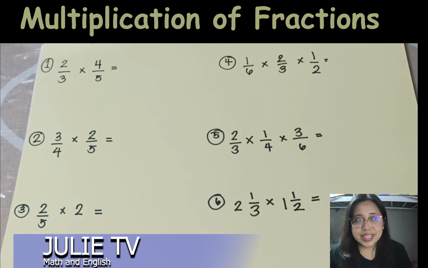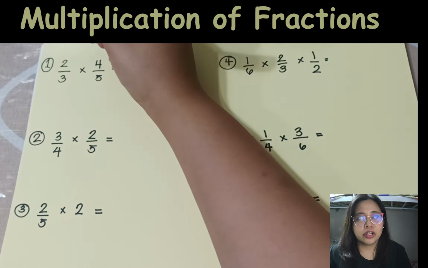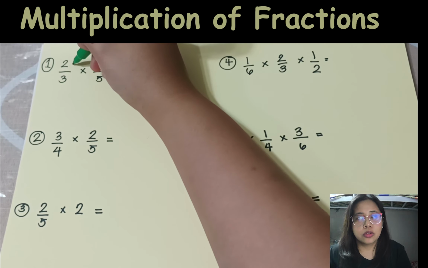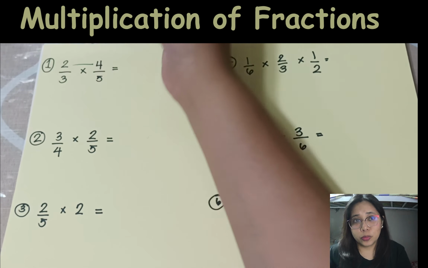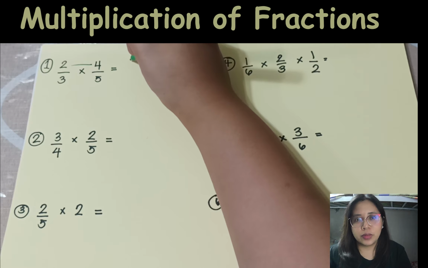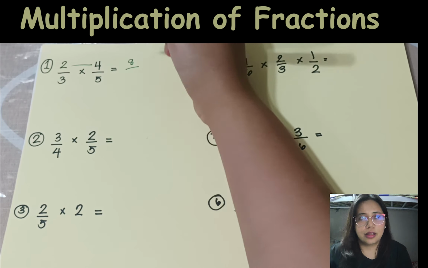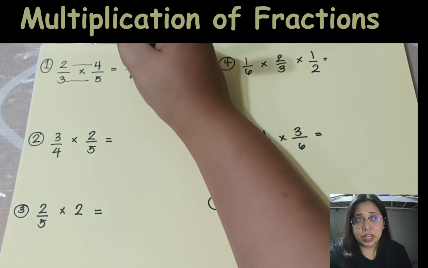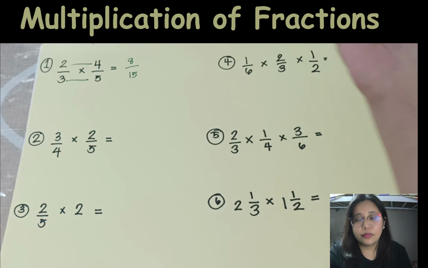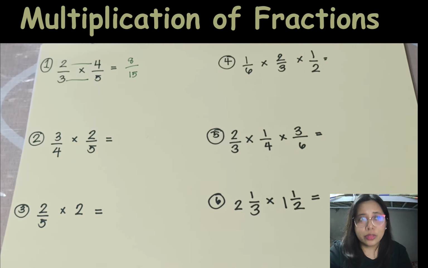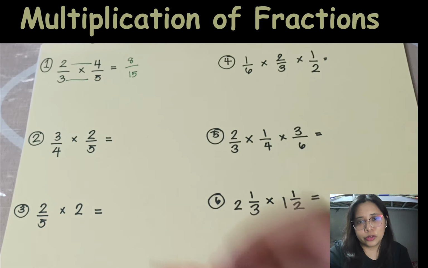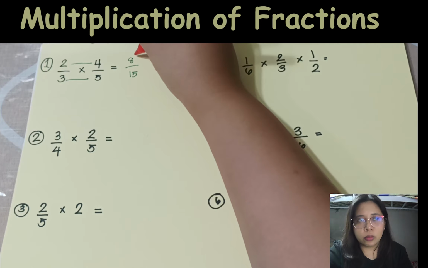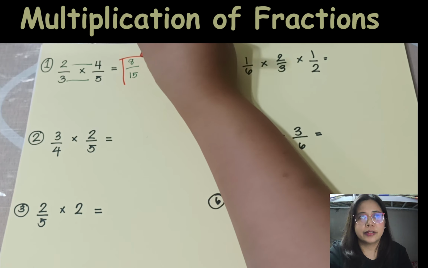Okay, so first example natin, we have 2/3 times 4/5. So, multiply natin numerator to numerator. That's 2 times 4 and we get 8. Okay, and then we have denominator to denominator, 3 times 5 and we get 15. Okay, so 2/3 times 4/5 is equal to 8 over 15. And this is our final answer.